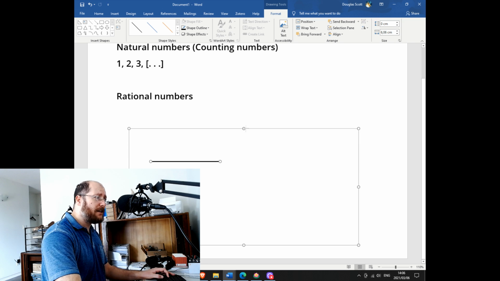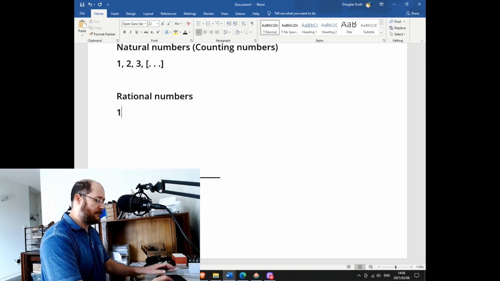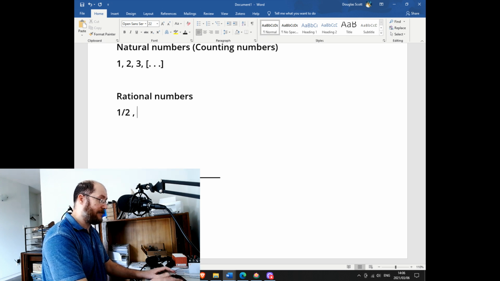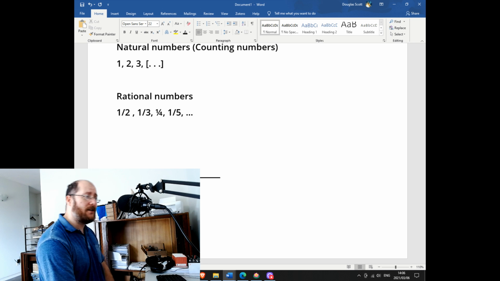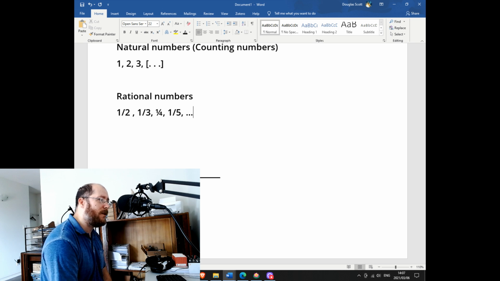So rational numbers are the numbers like a half and a third. Well, okay, we can start this way: a half and a third and a quarter and a fifth, and we can carry on like that. And this time I'm just going to use the proper dots, because when we get to rational numbers, a new kind of thing crops up.